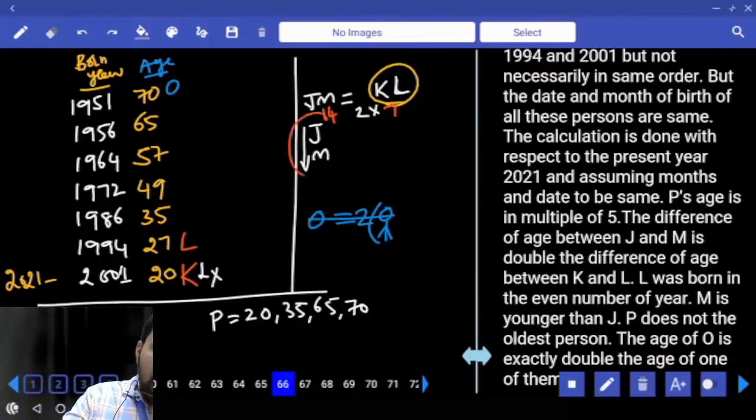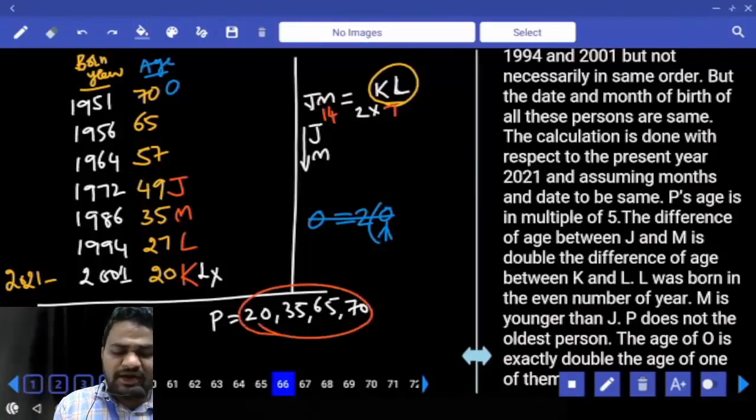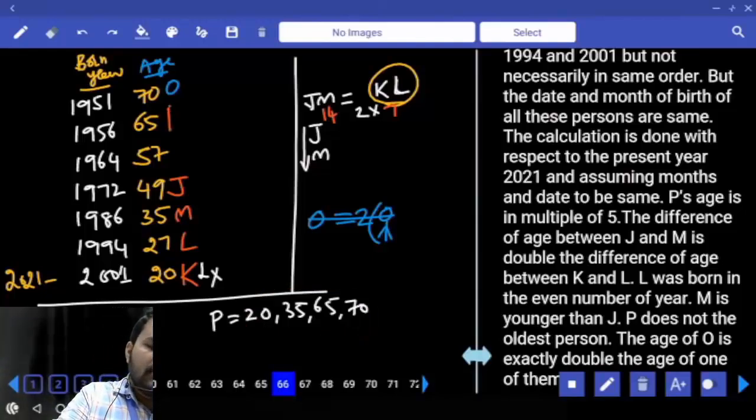That means, since M is younger than J, this is the place of M, this is the place of J, and P's age should be a multiple of 5, hence it is P and then the remaining letter.